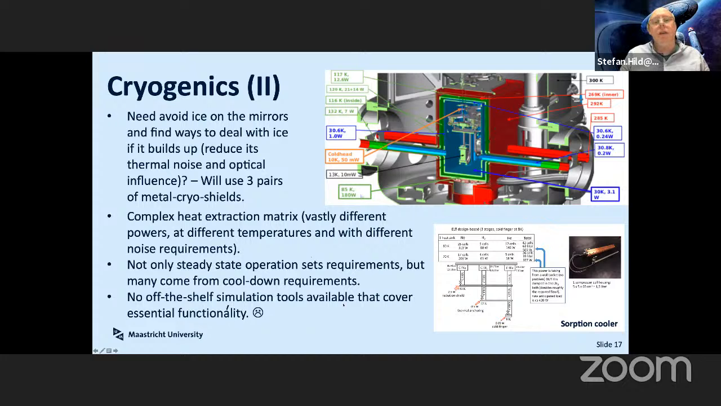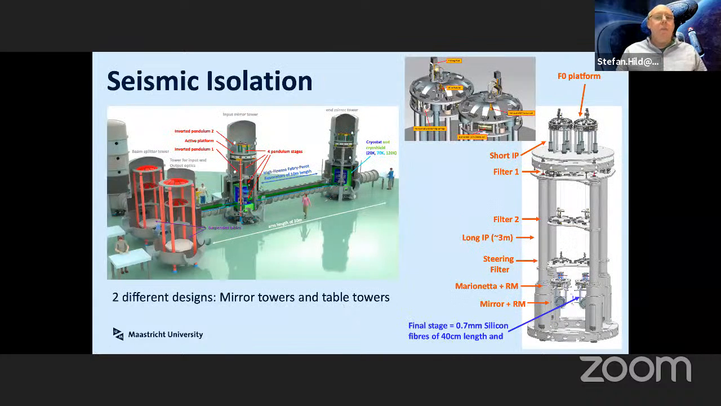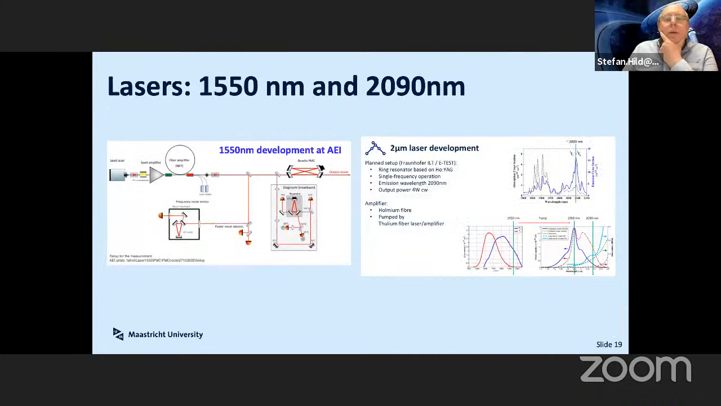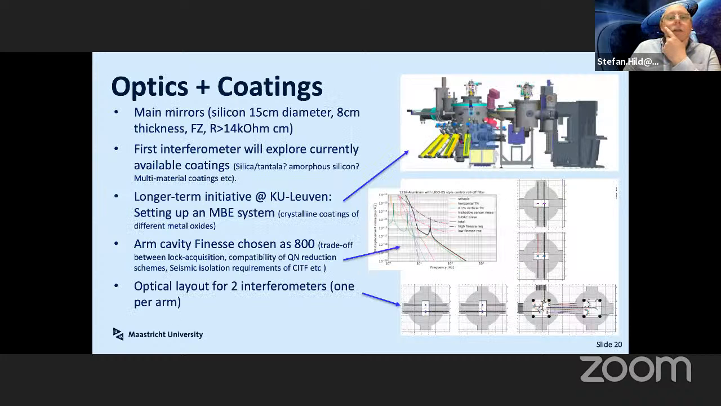The issue with the ice layers is actually that we don't have off-the-shelf simulations to trace the water in there. Okay, seismic isolation, I will jump over because that was covered already by Alessandro in detail. We are doing a little bit of laser development. We have now settled on 2090 nanometers for the second wavelength. And obviously, we are now also developing quite a lot of the optics and coatings.